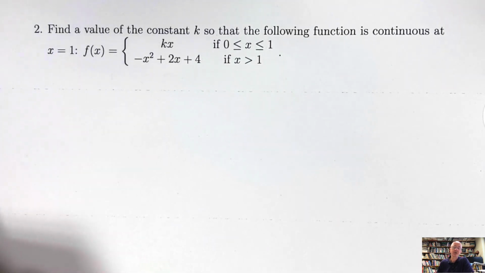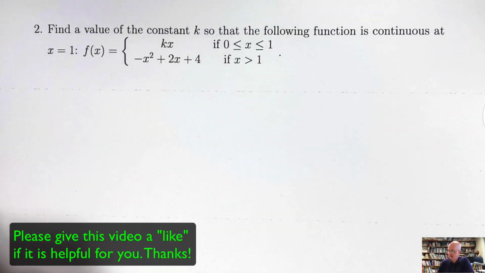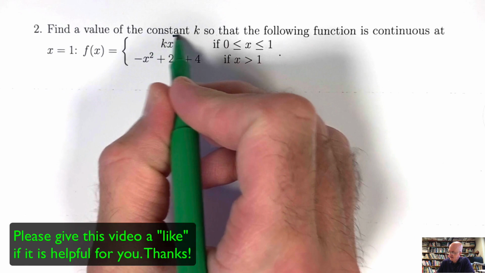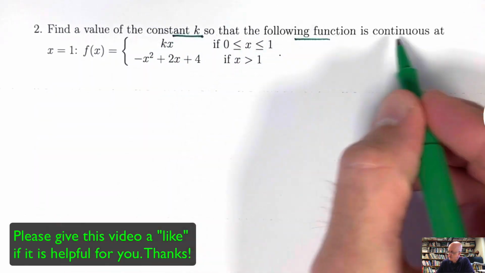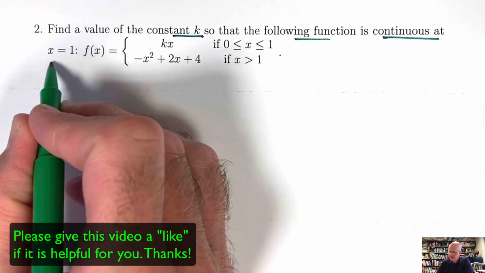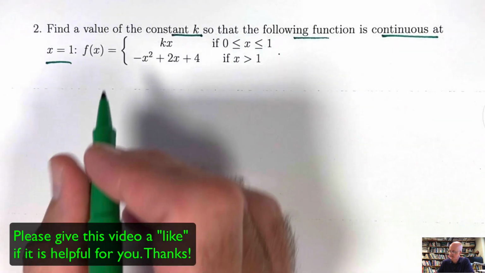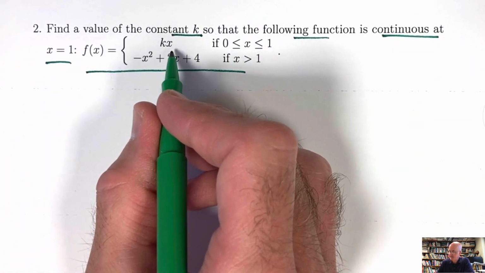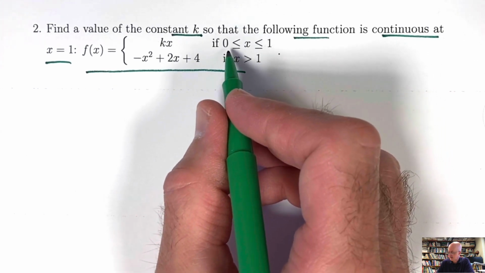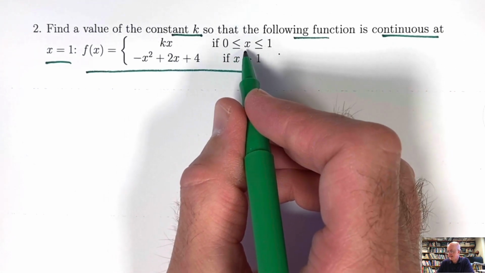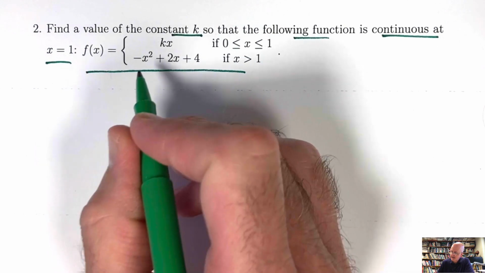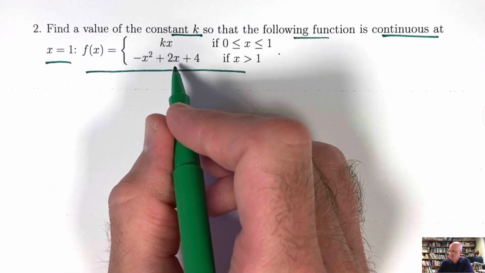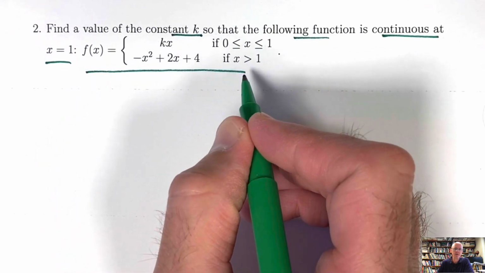Problem 2 is related to limits and continuity. Find a value of the constant k so that the following function is continuous at the value x equals 1. You can see this is a piecewise function. F of x equals k times x if 0 is less than or equal to x is less than or equal to 1, and it equals negative x squared plus 2x plus 4 if x is greater than 1.